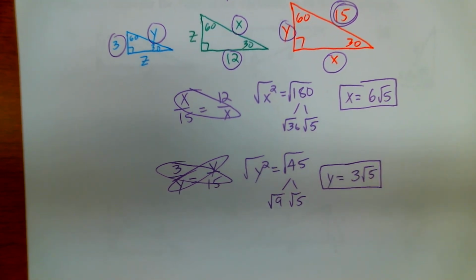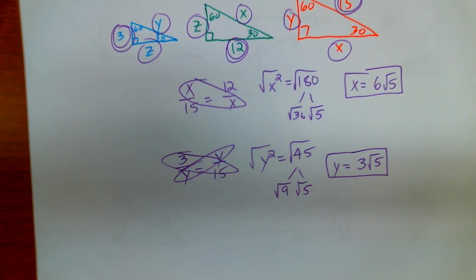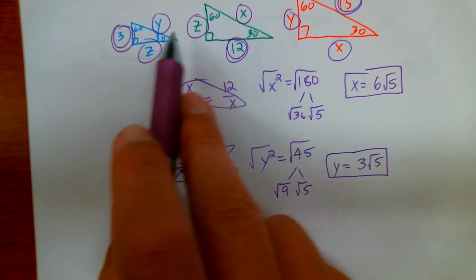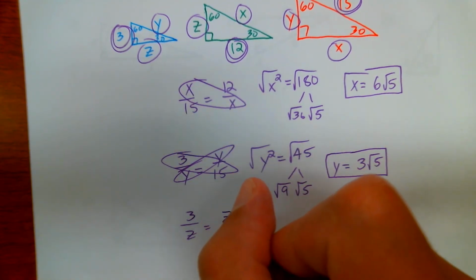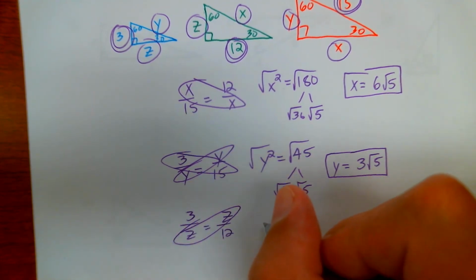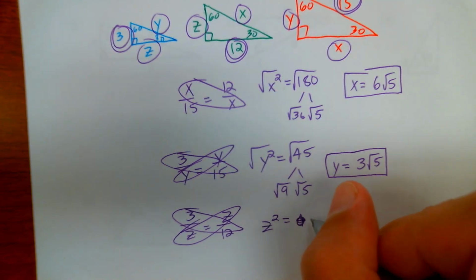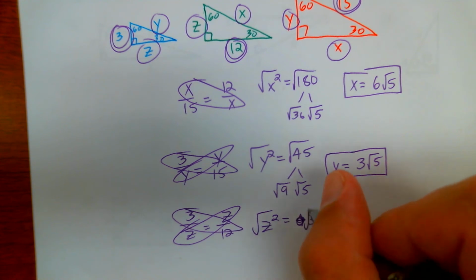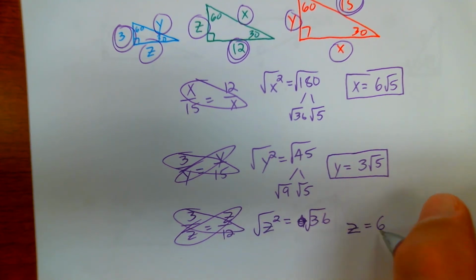Okay, and then Z. Okay, here I have a 3 and a Z and a Z and a 12. Okay, so I can set this up. I can say 3 over Z equals Z over 12. Get Z squared is equal to 36. Take the square root of both sides, and I get Z is equal to 6.